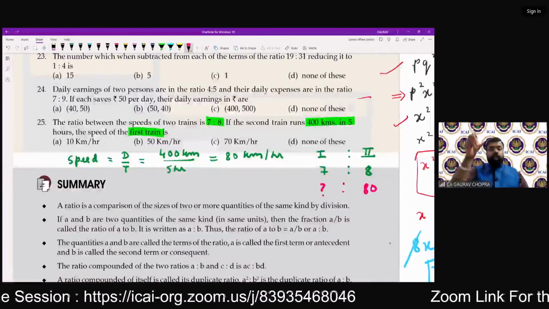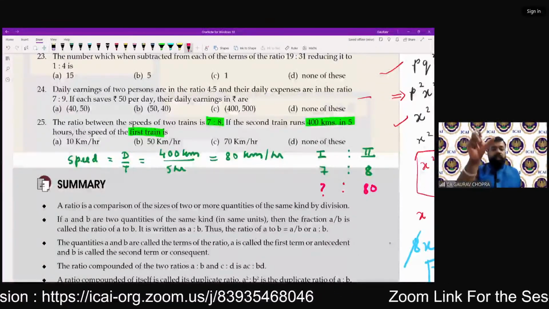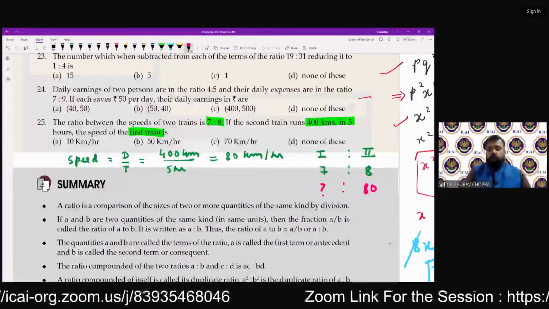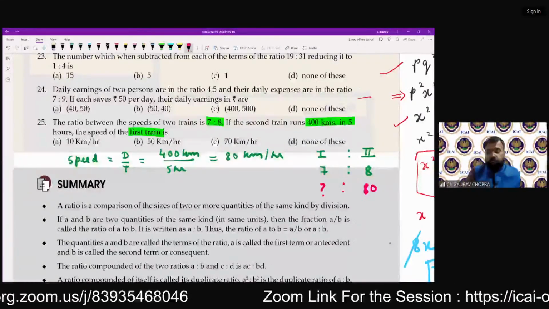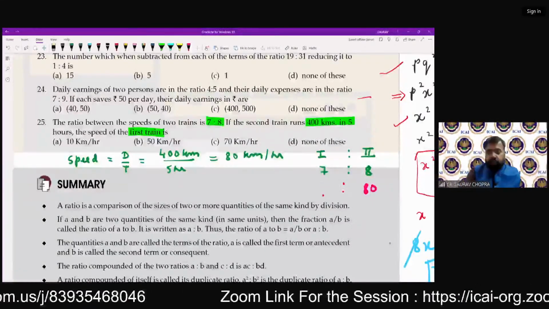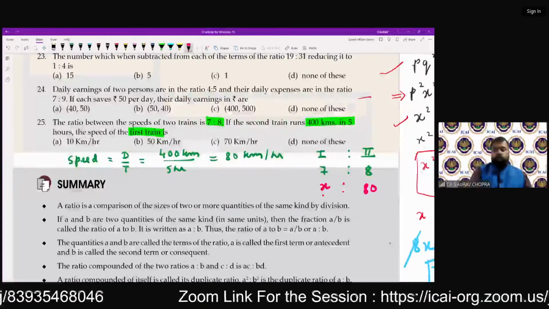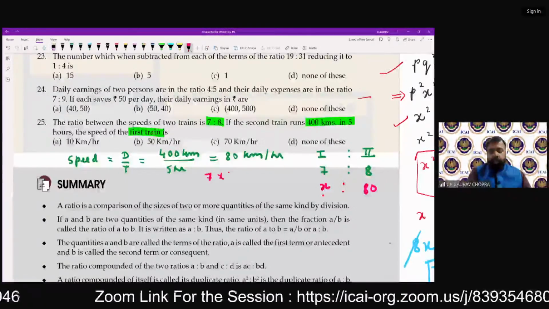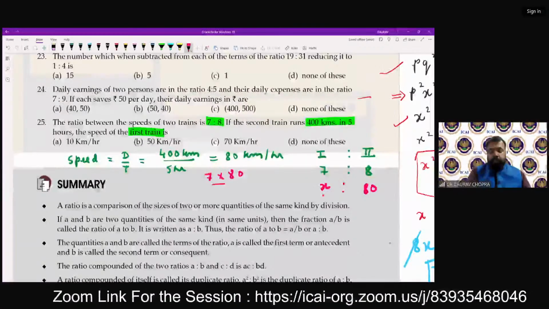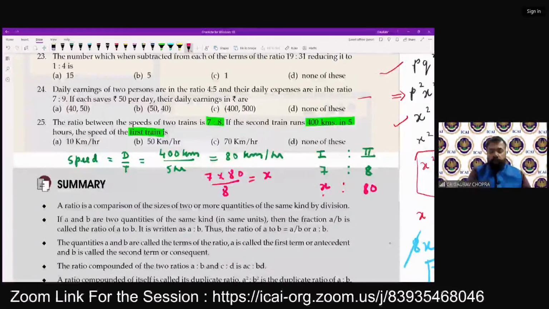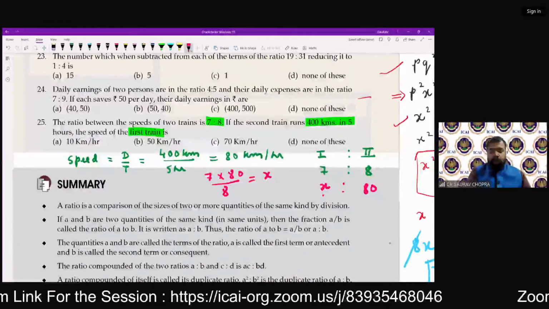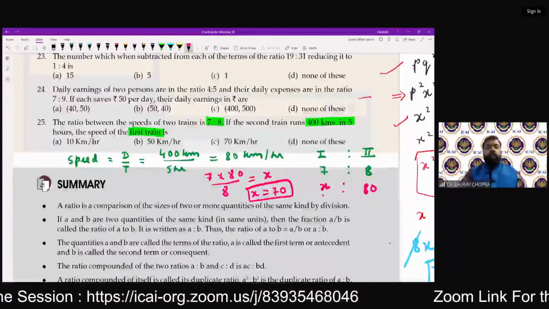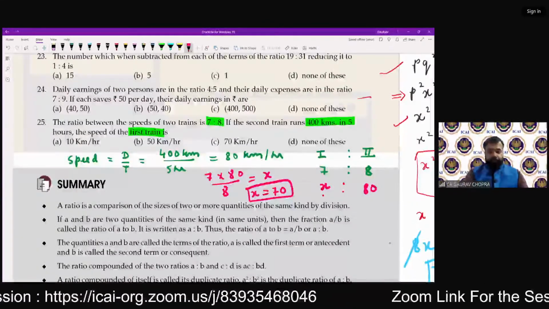If 8 equals 80, then 7 equals 70. Orally, you can do this. If not, you can do the cross multiplication also. Let's take this value as x. Now do the cross multiplication and get the result. So 7 into 80 divided by 8 is equal to x. Therefore, x is equal to 70. So 70 kilometers per hour is your speed.